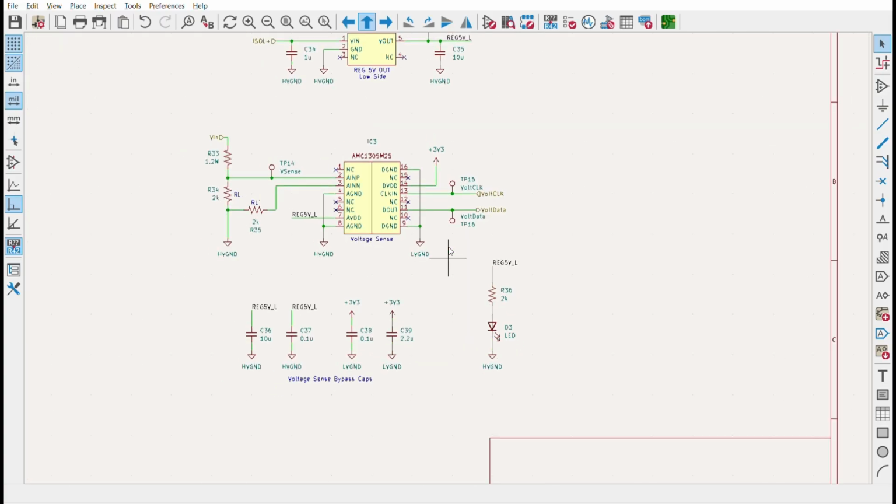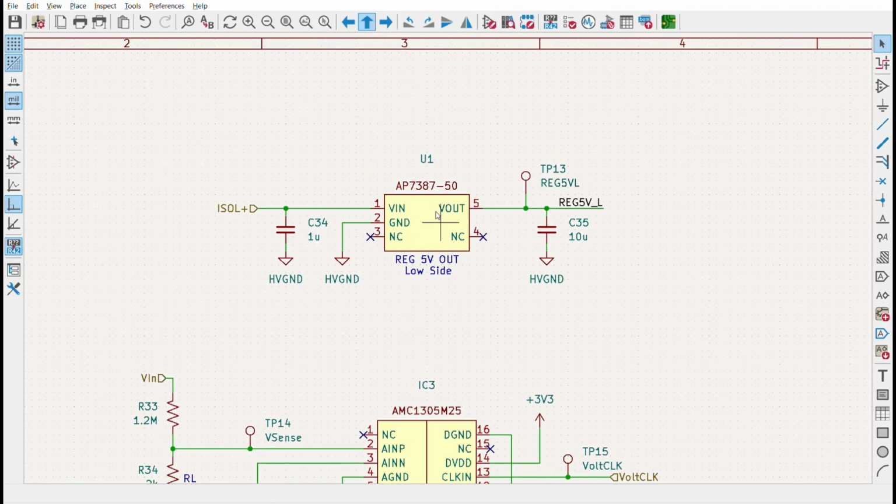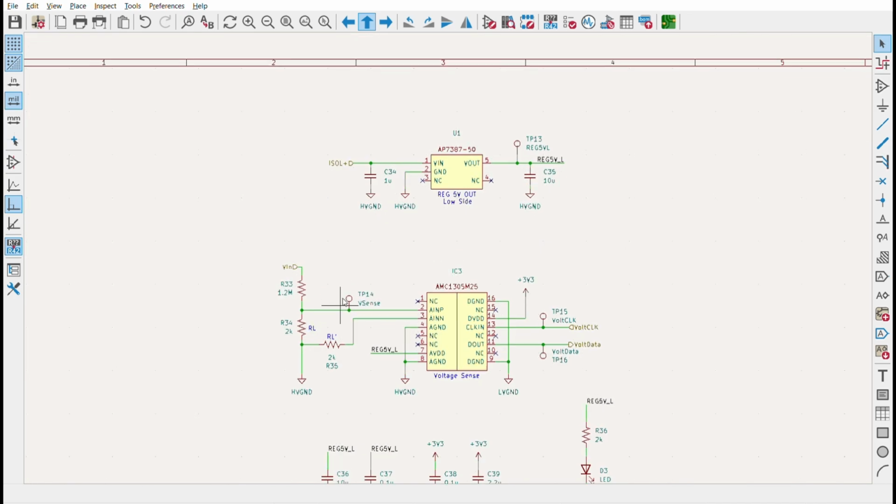And then I have, of course, all of the bypass capacitors and an indicator LED. Oh, and it is powered via this LDO because my DC-to-DC converters are quite noisy on their outputs. So this LDO provides a very low noise 5 volt power supply for my ADC.